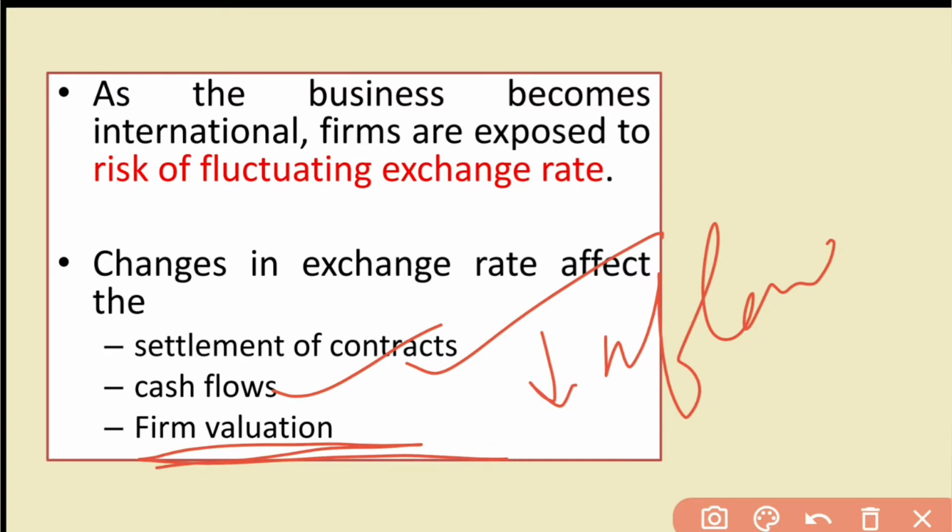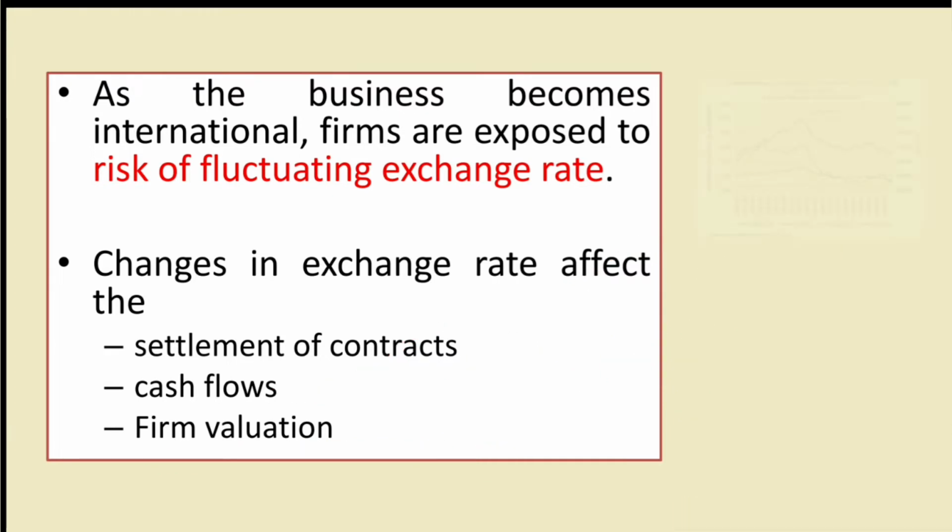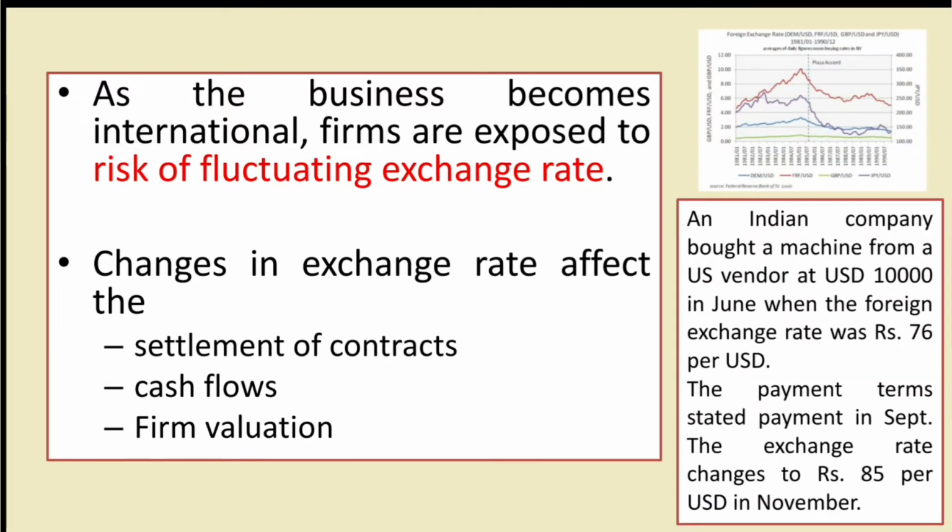We'll understand this with an example also. Let's see the example. Say an Indian company purchased machinery from the US worth 10,000 US dollars. It went into a contract in the month of June, and in the month of June the exchange rate was rupees 76 per US dollar, right?